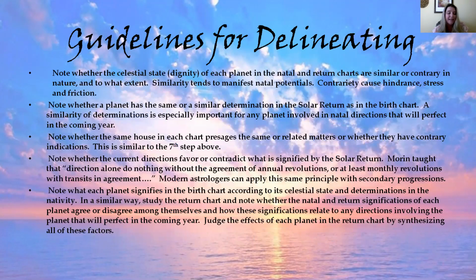Note whether a planet has the same or similar determination in the solar return as in the birth chart. A similarity of determinations is especially important for any planet involved in natal directions that will perfect in the coming year. Note whether the same house in each chart presages the same or related matters, or whether they have contrary indications. This is similar to the step above. Note whether the current directions favor or contradict what is signified by the solar return.